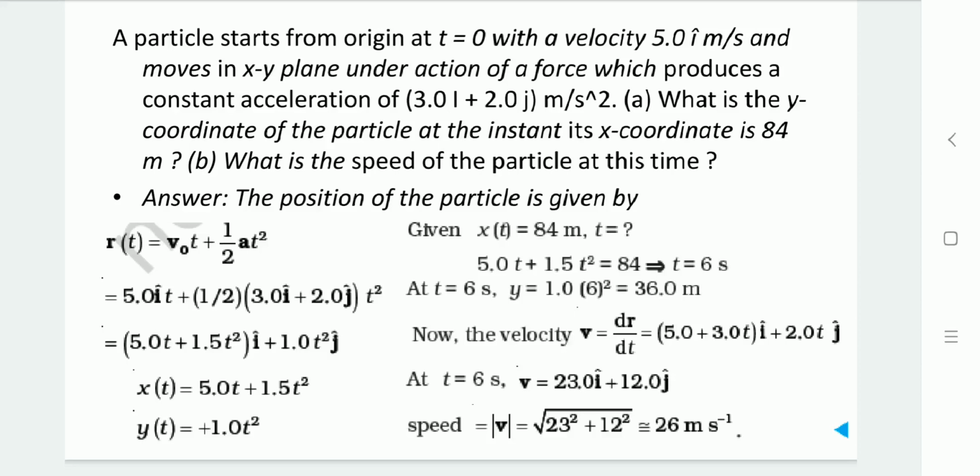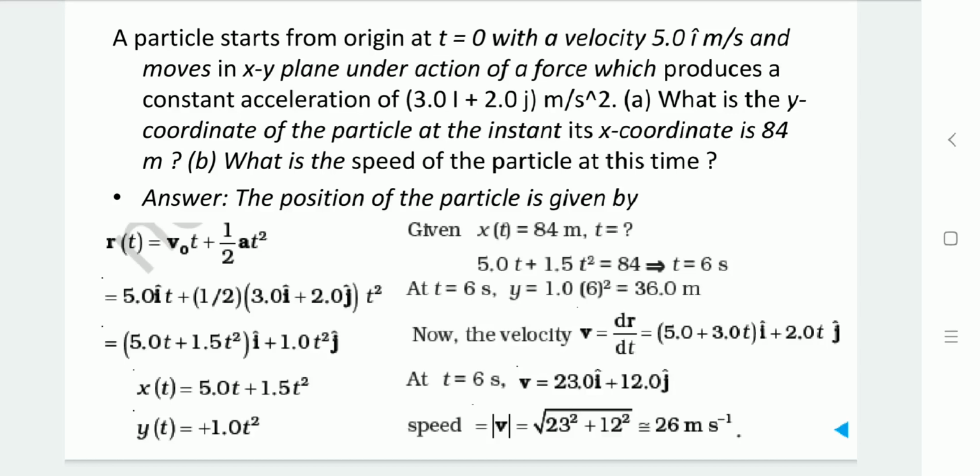Here x of t is given as 84 meter. By placing that x of t in the given equation, 5t plus 1.5 t square equals 84 meter. By substituting that value, we get the time t equals 6 seconds. Now apply t equals 6 seconds in the y coordinate. So we get the y coordinate position as 36 meter.